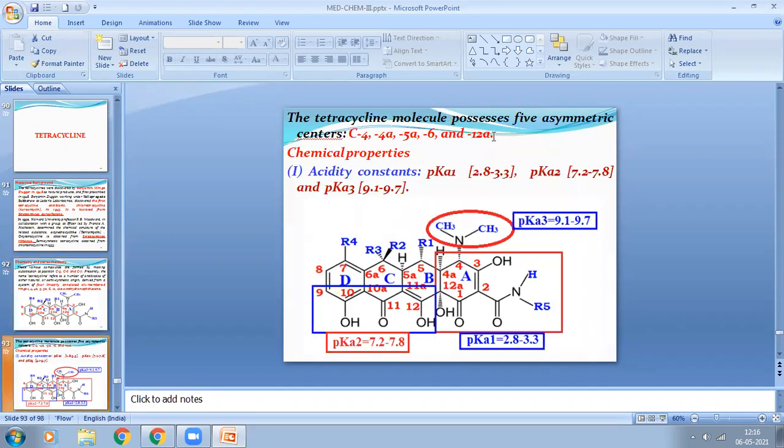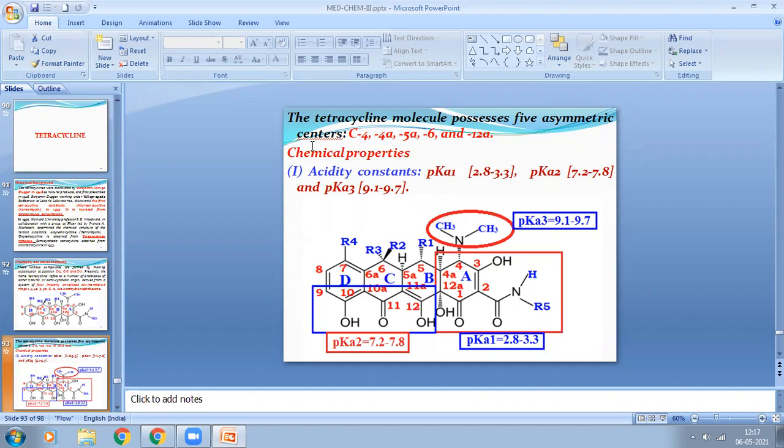Now, the tetracycline molecule possesses 5 asymmetric centers. The asymmetric carbon atoms present are C4, C4a, C5a, C6, and C12a. So these are the asymmetric carbon atoms present in the tetracycline. This is the basic structure of the tetracycline that I have shown.